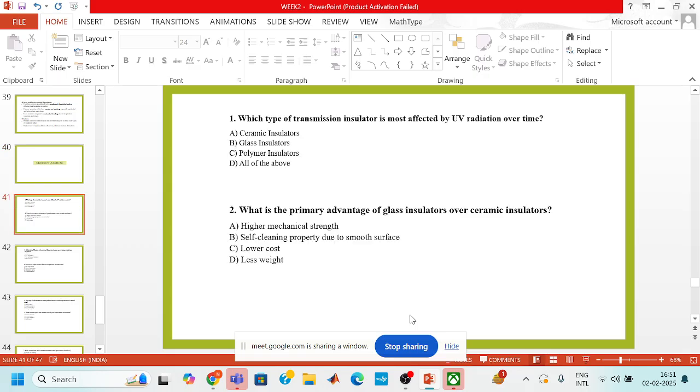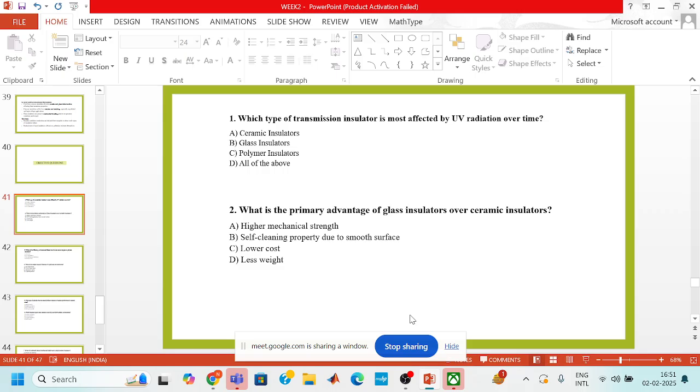Okay. So the first question is, which type of transmission insulator is most affected by UV radiation over time? Polymer insulators. Okay. So instead of polymer insulators, we can use ceramic insulators and glass insulators. Okay, answer C is correct. Polymer insulators.